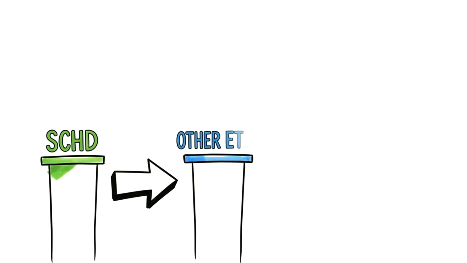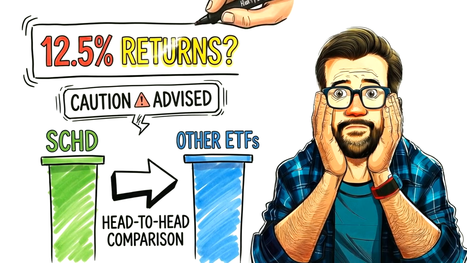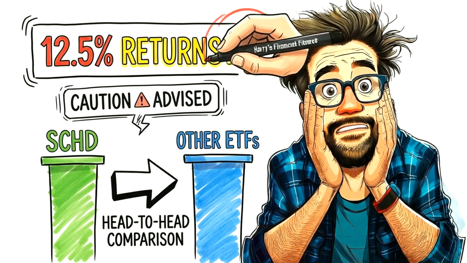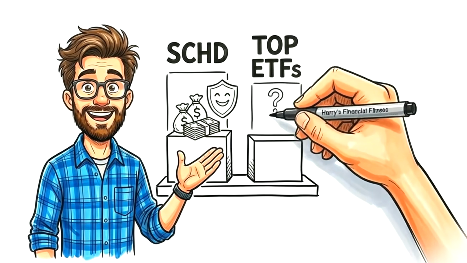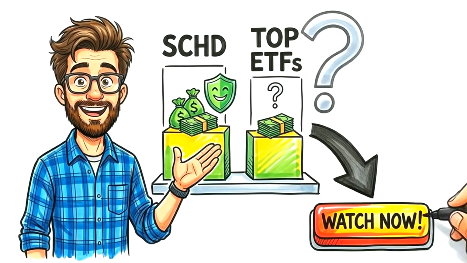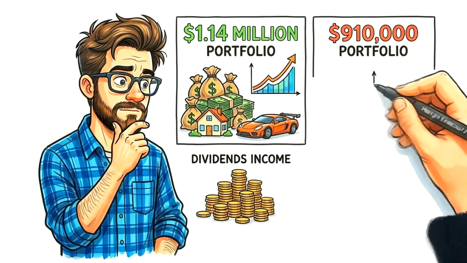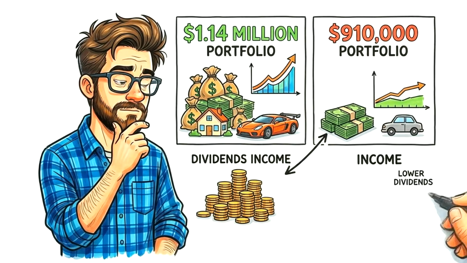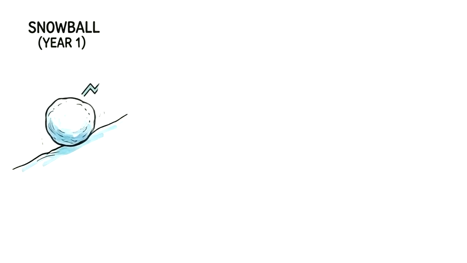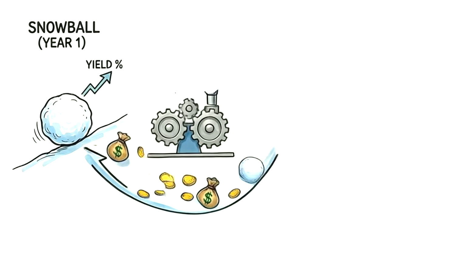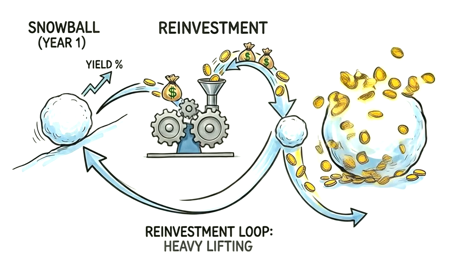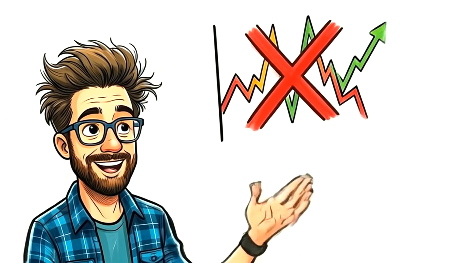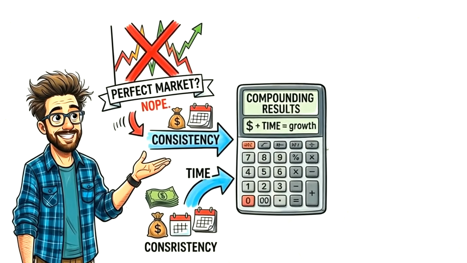Let me also address something I know some of you are thinking. 12.5% annual returns seems high. And you're right to be cautious. That's SCHD's 5-year average, which includes a strong bull market. If we use a more conservative 8% total return, the numbers are smaller. But the structure still works. Harry A's portfolio would grow to roughly $910,000 instead of $1.14 million. The dividends would be lower. But the principle, yield on cost acceleration in the back half, reinvestment doing the heavy lifting, the snowball building momentum, all of that holds true at any reasonable return assumption. The calculator doesn't need a perfect market. It needs time and consistency.